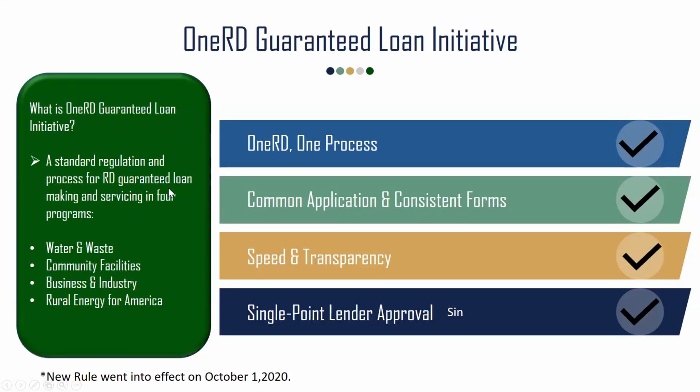Chad mentioned the CF Guarantee program, and he mentioned 1RD. The 1RD Guaranteed Loan Initiative encompasses not just CF, but also the Rural Business and Cooperative Services B&I program. It's a standard regulation and process for guaranteed loan making and servicing across rural development programs. So it includes two of our programs in rural business, and also the Community Facilities program and the Water and Waste program. Under this initiative, USDA removed regulatory barriers and made it easier for private lenders to use rural development programs to invest in rural businesses and grassroots rural economic development efforts. It really streamlined the process for our potential borrowers to have access to these funds.